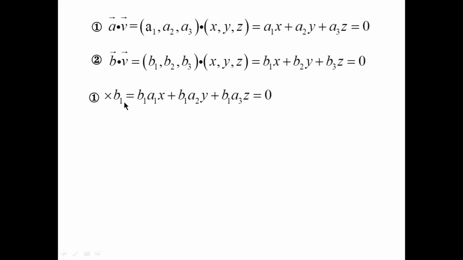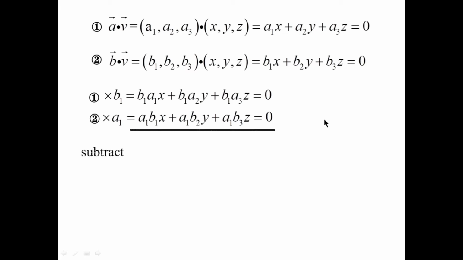So the first equation, everything times B1. Second equation, everything times A1. Draw a line, subtract, and the x's will eliminate. So it will be (B1A2 minus A1B2)y, and, well, I factored out the y, as I did the z. So it's boiled down to this.